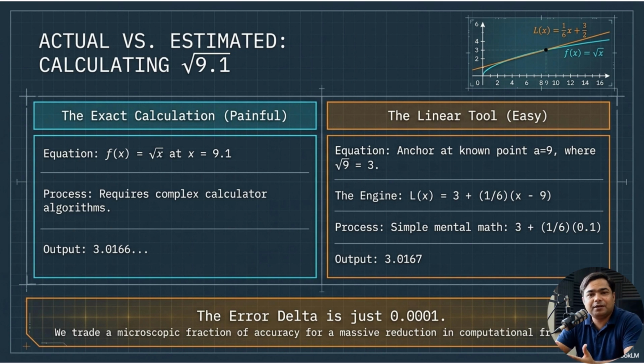Now we need the derivative. The derivative of square root of x is 1 over 2 square root of x. At x equals 9, the derivative becomes 1/6. So the linear approximation is L(x) equals 3 plus 1/6 times (x minus 9). Now substitute x equals 9.1. L(9.1) equals 3 plus 1/6 times 0.1. That gives approximately 3.0167. The exact value is about 3.0166. So the error is extremely small. This example shows the power of linear approximation. We trade a tiny amount of accuracy for a very large reduction in calculation effort.